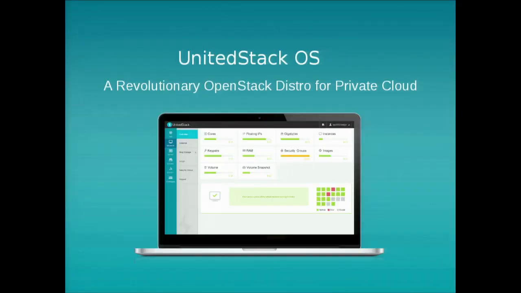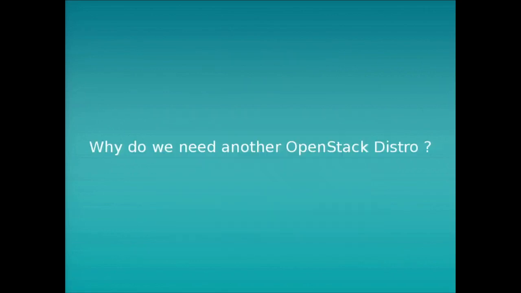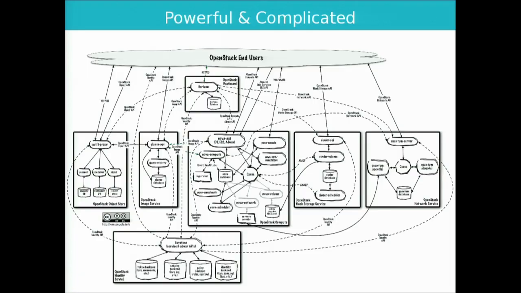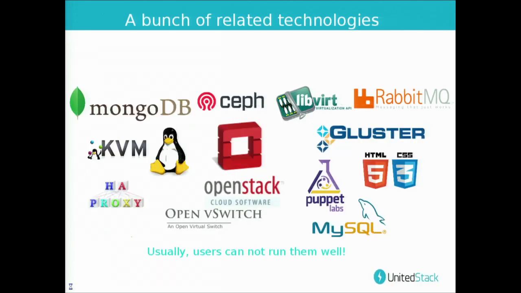UnitedStack OS is an OpenStack distribution. It is built for a private cloud. So why do we need another OpenStack distribution? OpenStack is powerful. This is great. But it is too complicated for most users to run them. And in the OpenStack system, we have a bunch of related technologies for your database, for your storage, for your network. Usually, users cannot run them very well.